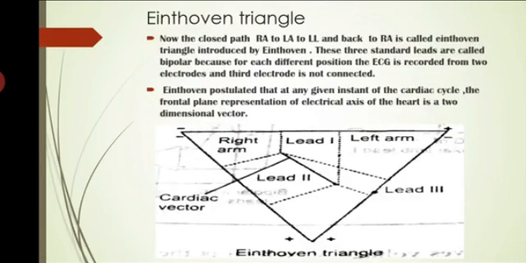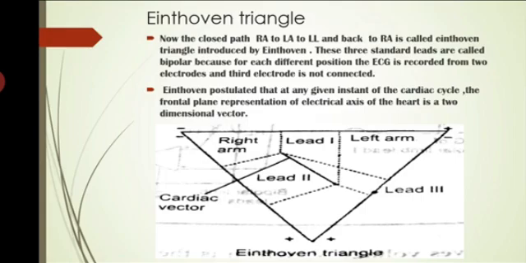Using these 3 connections, they find the resultant ECG signal. To get the resultant, they use the Enthoven triangle. The closed path from RA to LA to LL, that is, from the right arm to the left arm to the left leg and back again to the right arm, is called the Enthoven triangle, introduced by Enthoven.